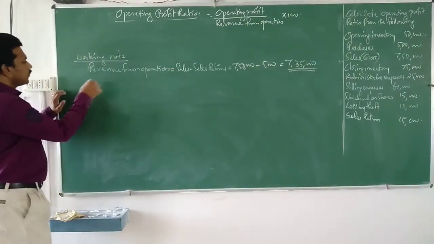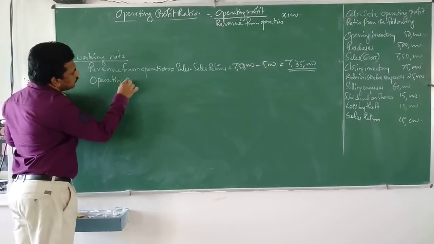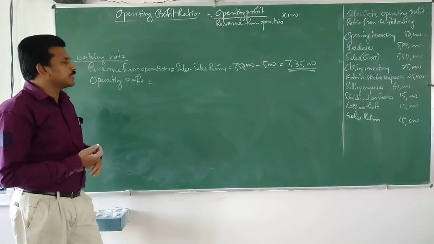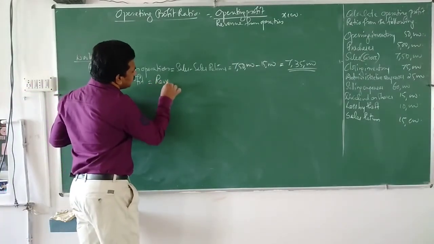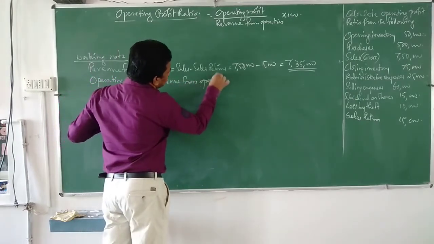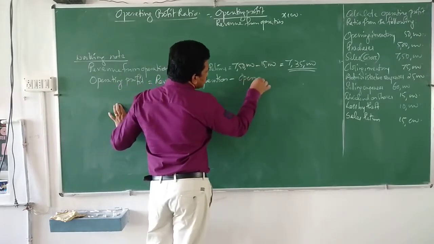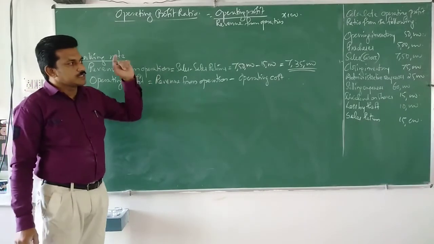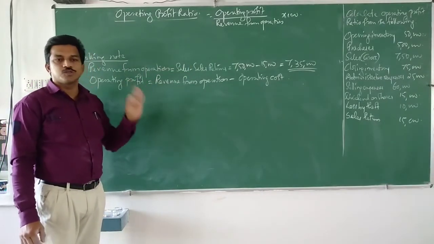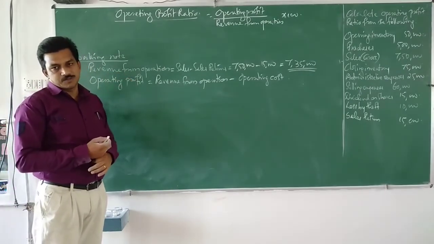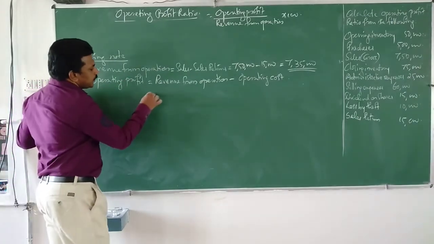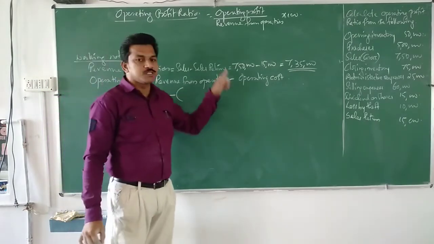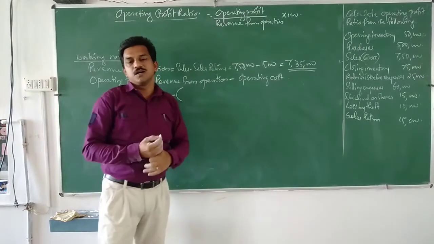Now let us find out operating profit. We know that sales minus operating costs is operating profit. Revenue from operation minus operating costs. Operating cost means cost of goods sold plus other operating expenses.